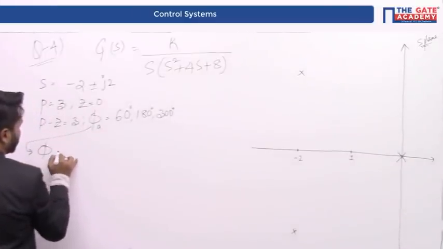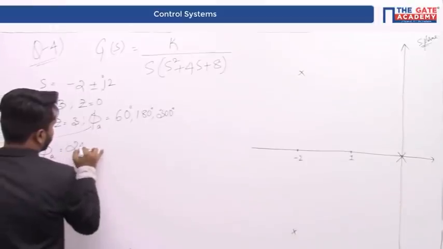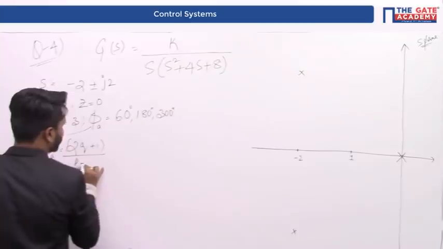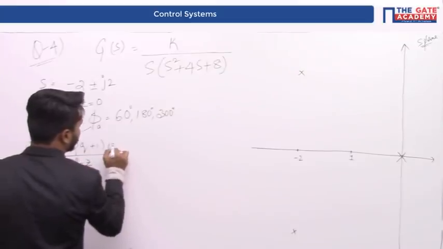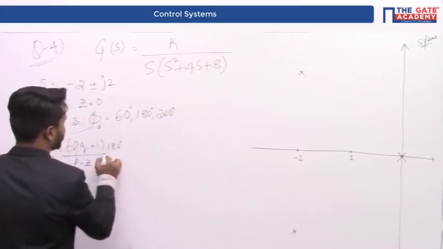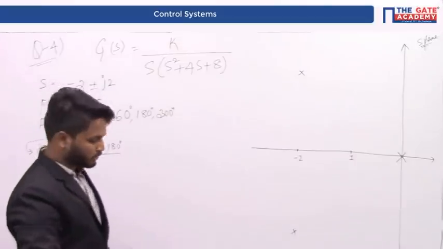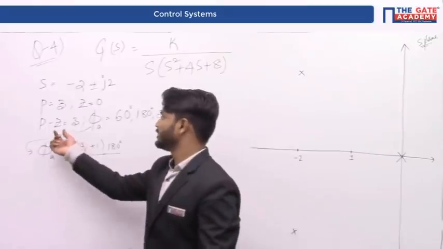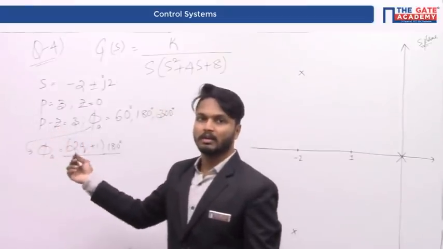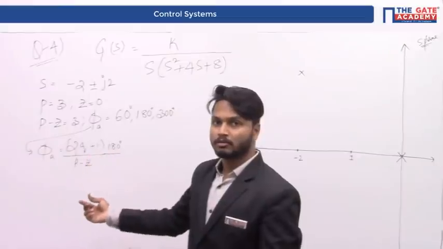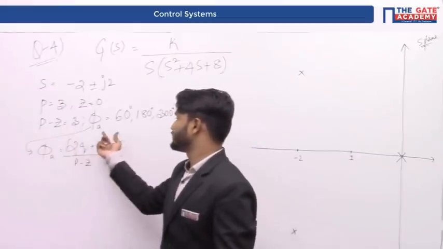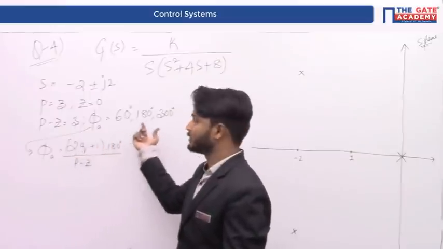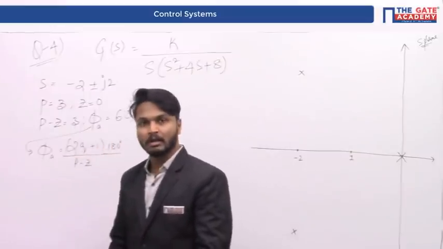Phi suffix a is equal to 2q plus 1 by p minus z multiplied by 180 degrees, where q runs from 0, 1, 2, 3, and so on. But in this case, p minus z is equal to 3. Therefore, q runs till 0, 1 and 2. If you put q equals 0, you will get 60. If you put q equals 1, you will get 180. If you put q equals 2, you will get 300. So these are the angles.